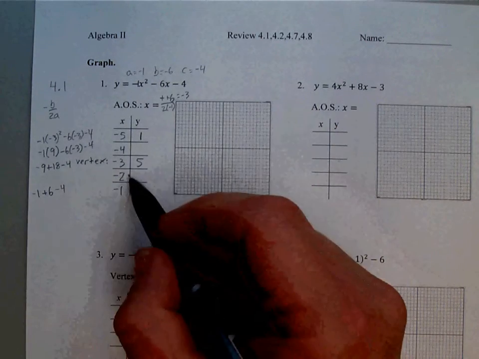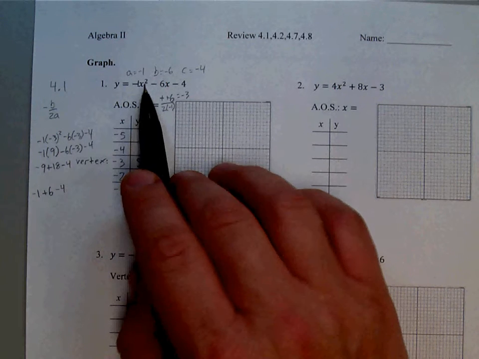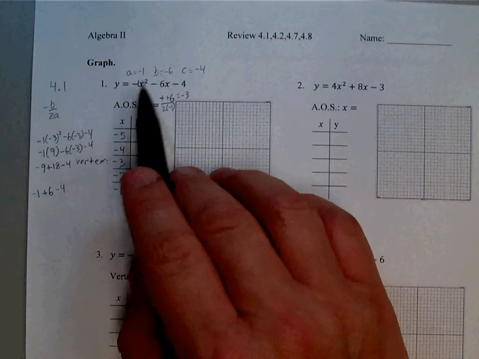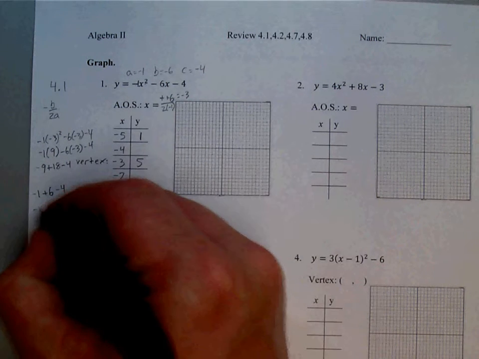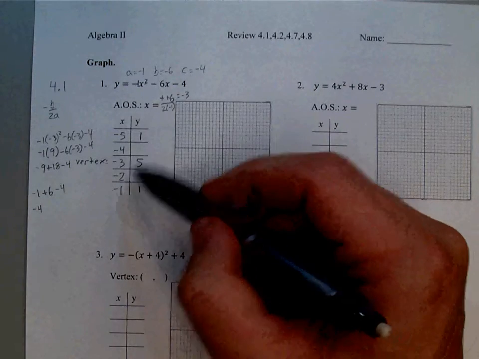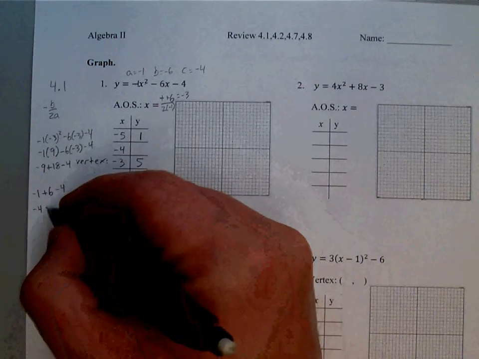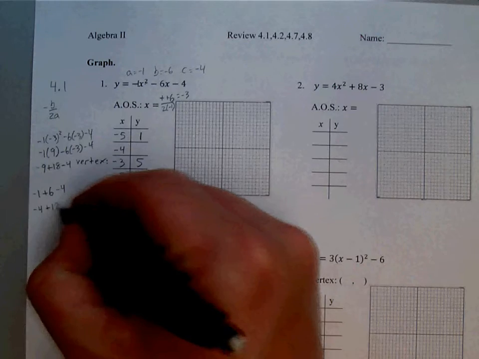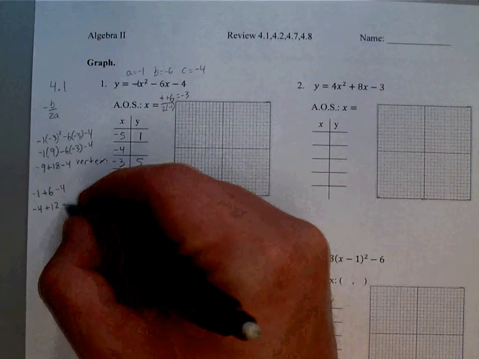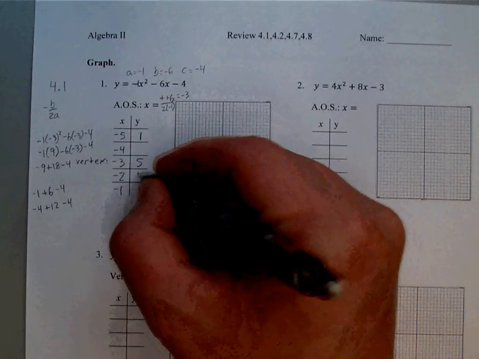So that's what I'll get when I plug in negative 5 also. So then plug in negative 2. Square negative 2, that's positive 4. Negative 1 times positive 4 is negative 4. Then negative 6 times negative 2, that's positive 12. Then minus 4. For a total of 4.